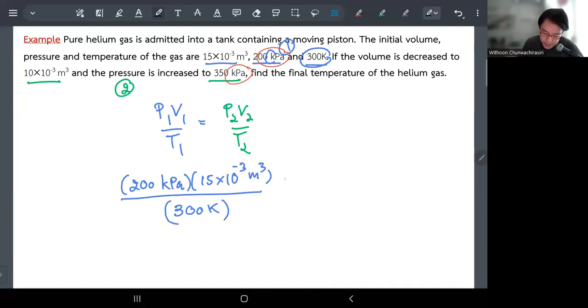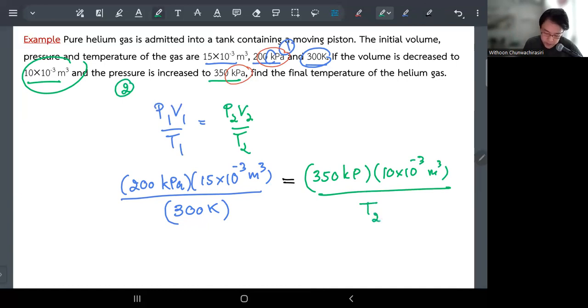Equate that to the new condition. The new pressure is already given, 350 kilopascal. The new volume is 10 times 10 to the negative 3 cubic meter. And that's it. You just calculate what the new temperature should be, and you are done. Not bad. We're not going to have this kind of question in the exam, of course, but you really need this when you do thermodynamics later, next week.